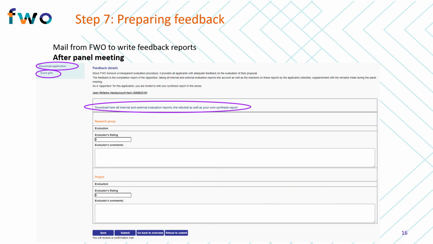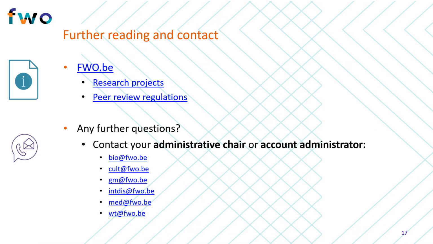This form starts again with the guidelines for formulating the feedback. The application and the score grid to be used can be found on the left-hand side of the screen. There is again a link to the internal and external evaluation reports and to the rebuttal. The feedback form will be pre-filled with the final scores as determined by the panel and with the synthesis report that you wrote prior to the meeting. Please do not forget to update this report, adding the consensus opinion of the panel. When the feedback report is complete, you should submit it by clicking on the Submit button.